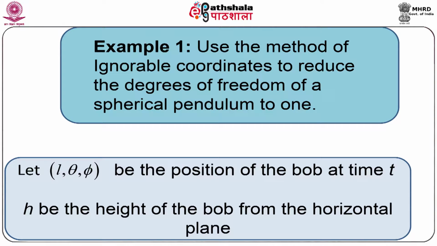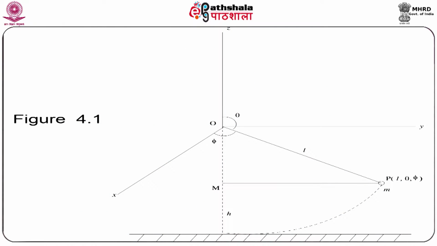Let L, theta and phi be the position of the bob at time t in spherical polar coordinate system. Let h be the height of the bob from the horizontal plane. The figure of this problem can be found in the previous chapter, that is module 4 of chapter 3. Here also you can find the sketch of the problem.